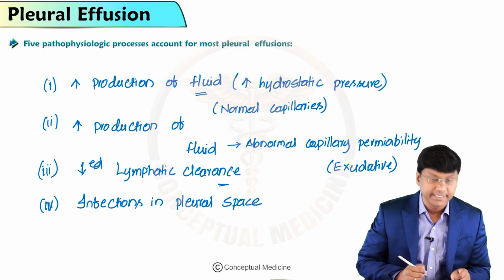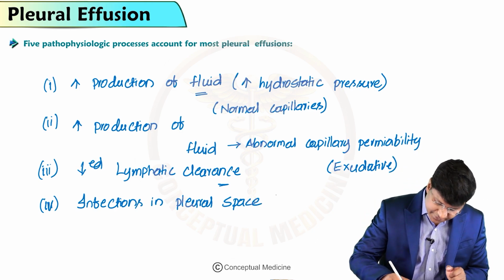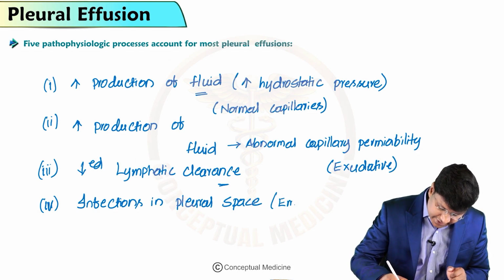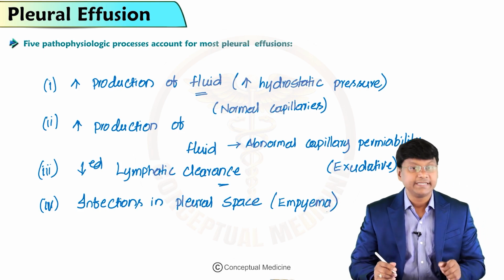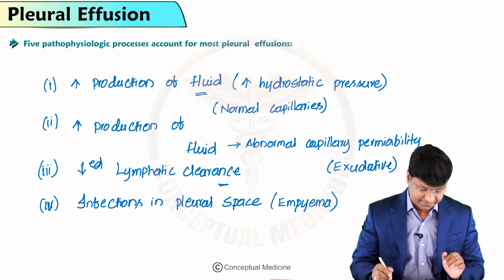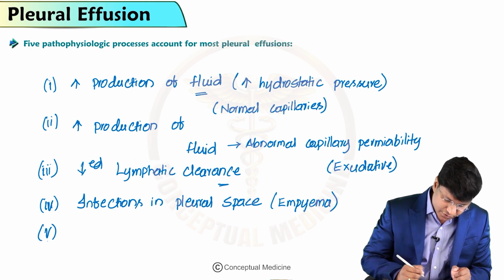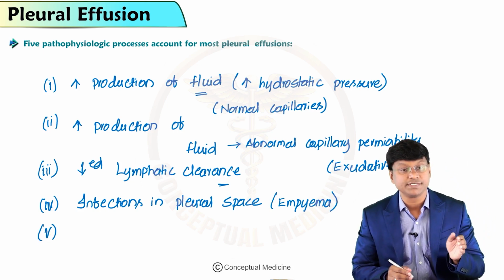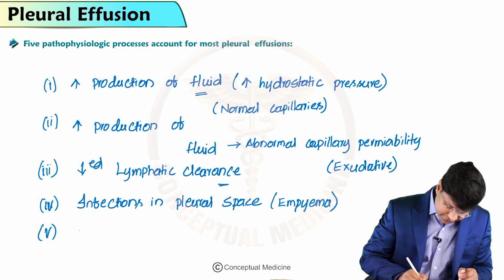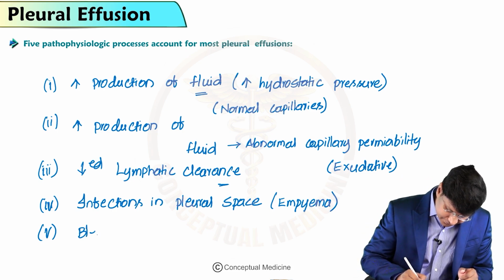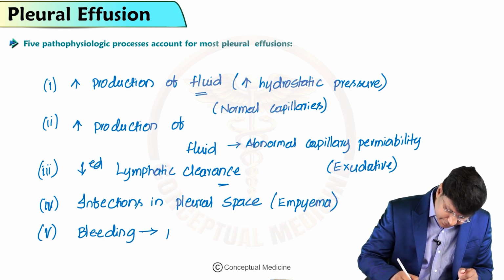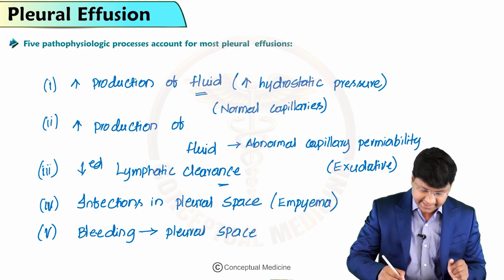Infections in the pleural space will contribute to the development of empyema. And the fifth important pathophysiological process for the development of the pleural effusion is bleeding into the pleural space. This bleeding into the pleural space, we call it hemothorax.